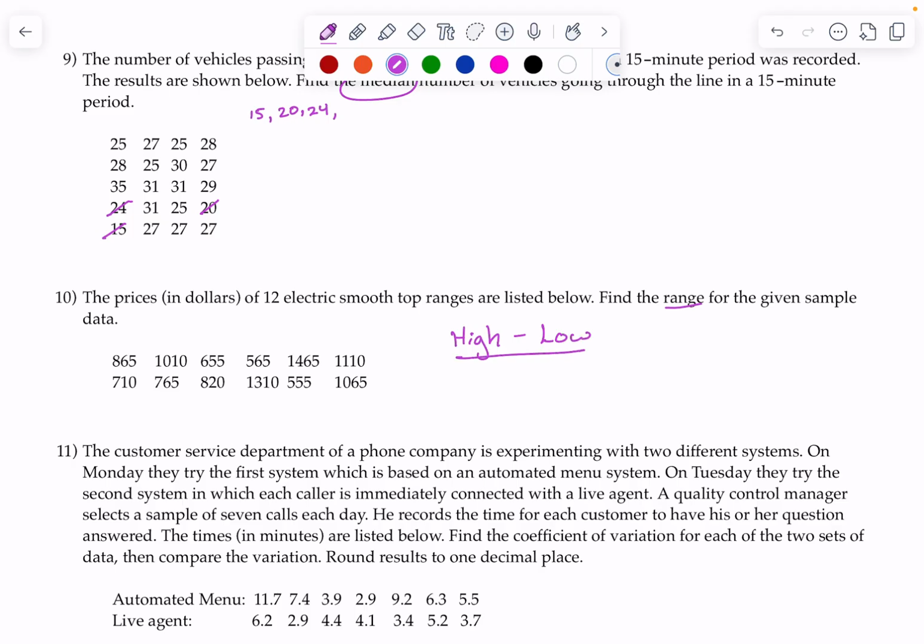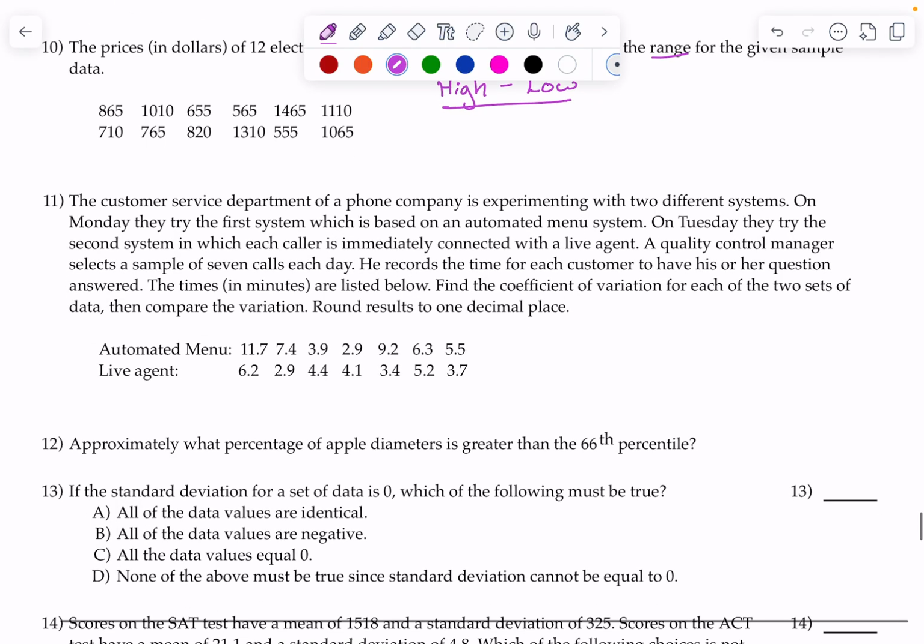You can do that. Find the range. There you go, 8, 9, 10. You can do those on your own. Okay, the next one is finding the coefficient of variation for these two.